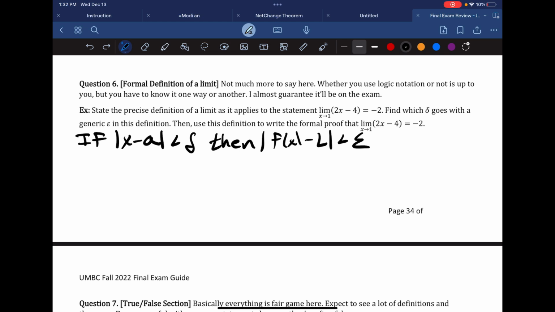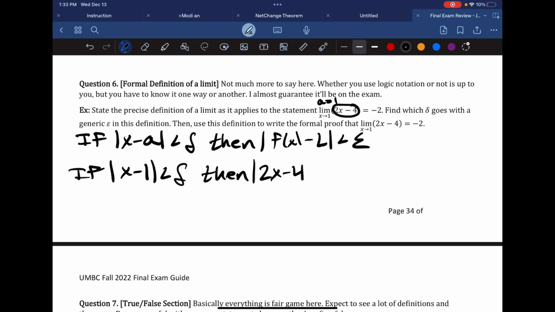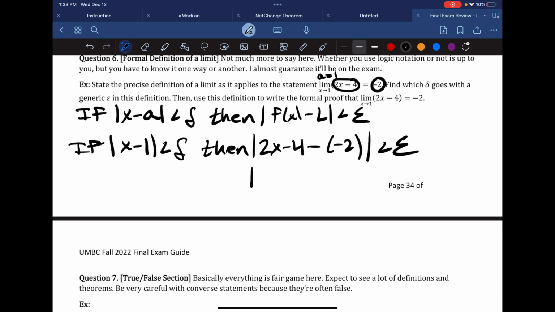But what we can talk about is the fact that a equals 1. A is what the x value is approaching. So if the absolute value of x minus a is less than delta, then the absolute value of f of x minus L, which is 2x minus 4 minus negative 2, is less than epsilon. We can simplify this part a little bit. 2x minus 4 minus minus 2 would be straight up minus 2, less than epsilon.